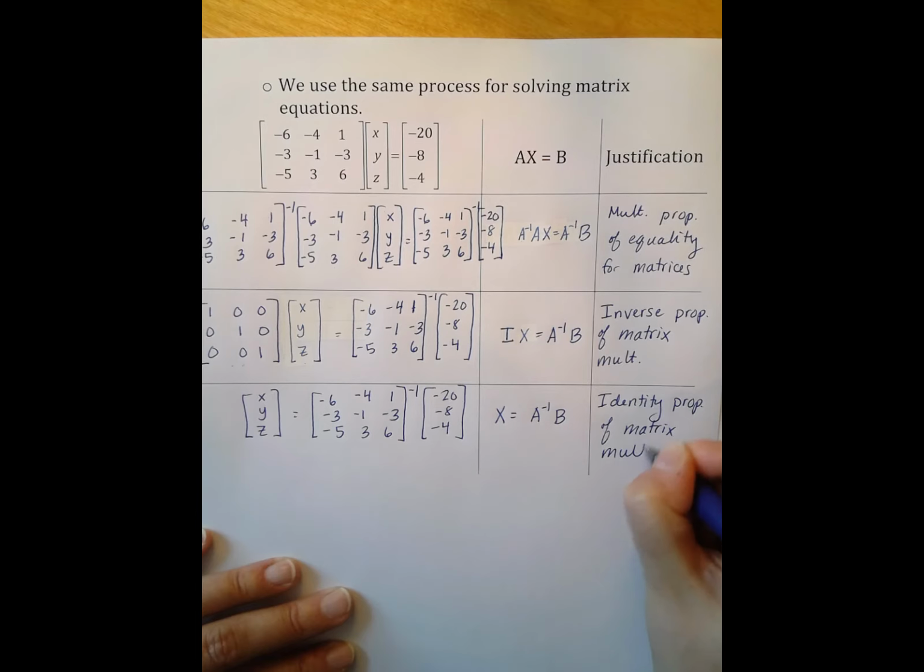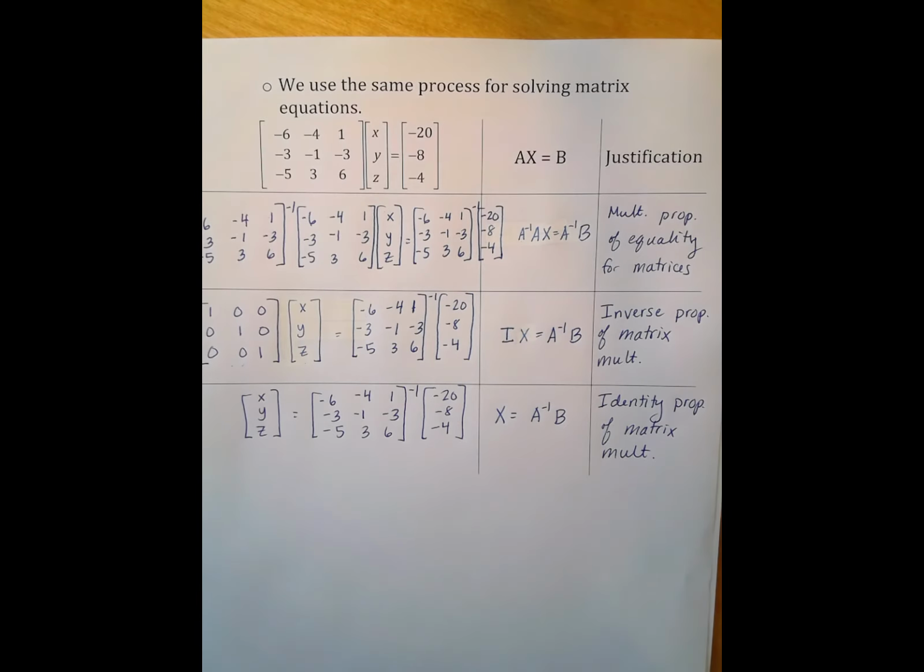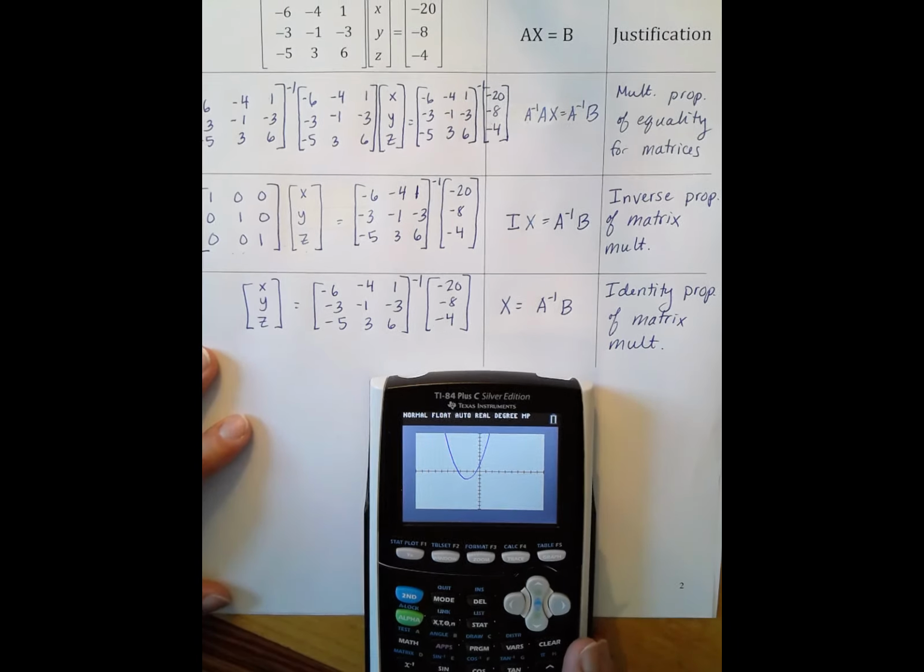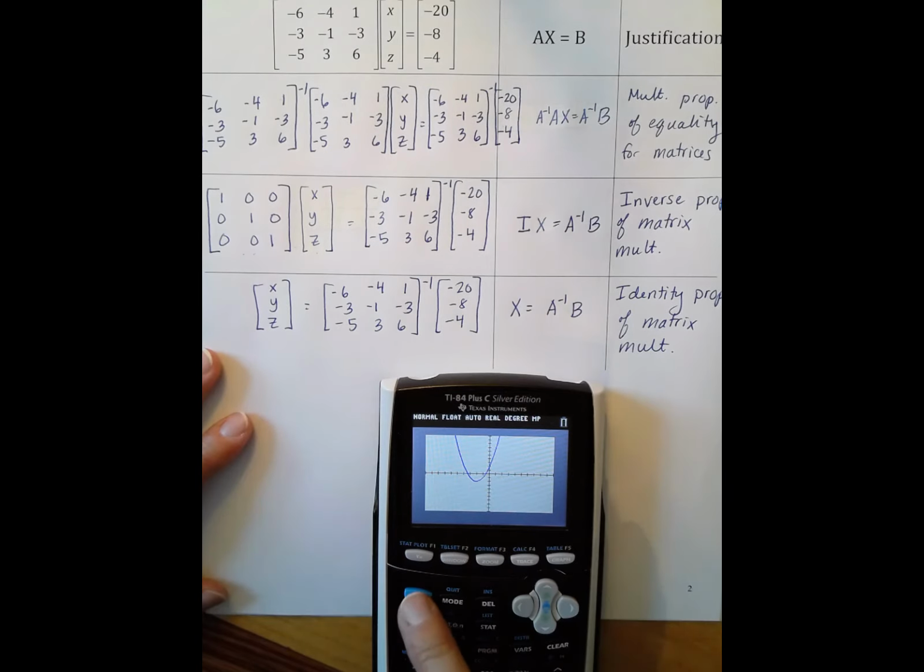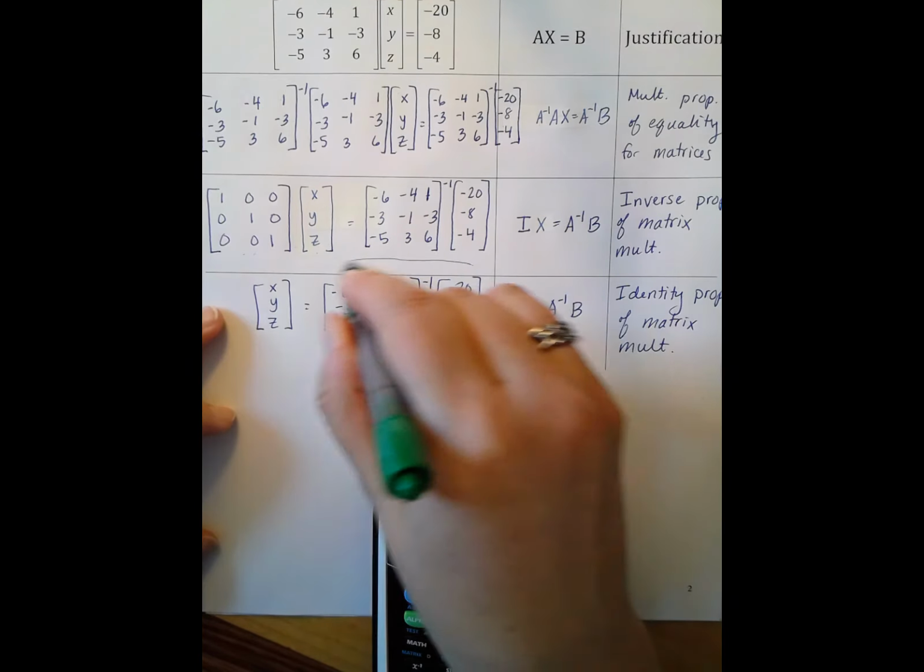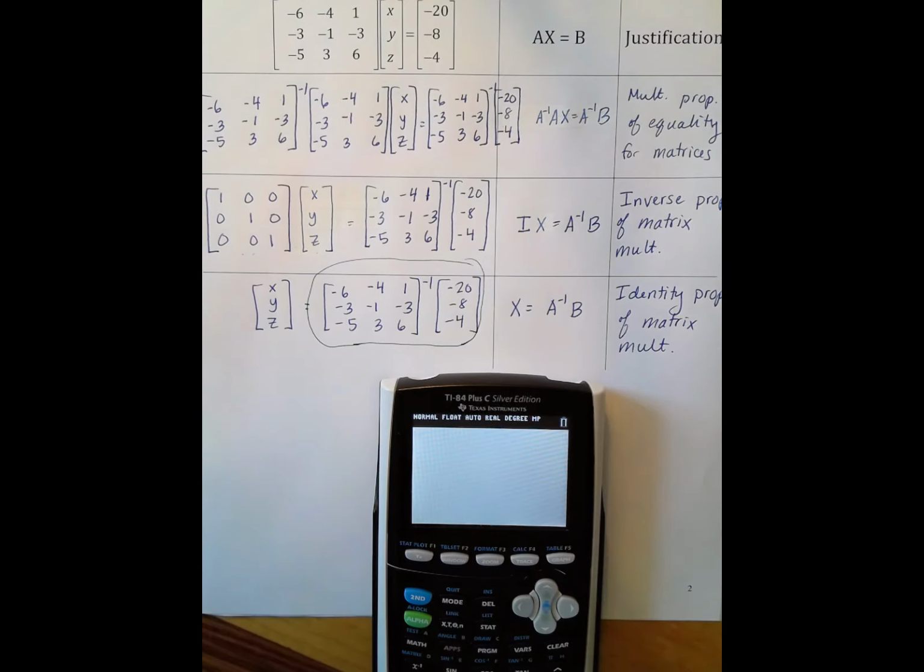matrix multiplication. At this point, it's actually going to be a lot easier to solve this problem using your calculator. There's a way to do it by hand, but it's way more work than it's worth at this point. So I'm going to come over to my calculator. Let me turn the calculator on. I'm going to go back to my original screen, so just the on screen button. And what I need to do is plug this portion of my equation into my calculator.